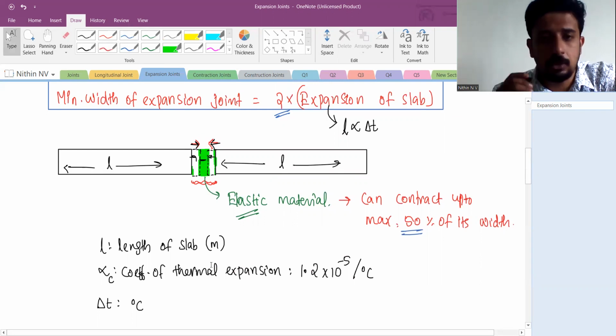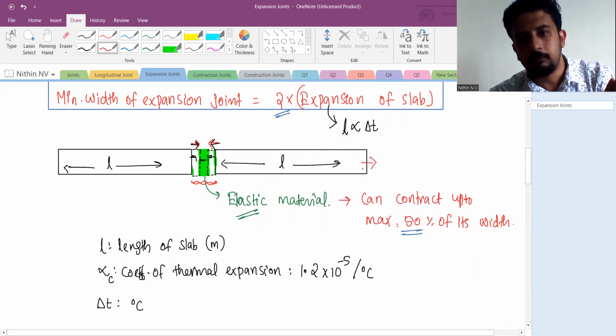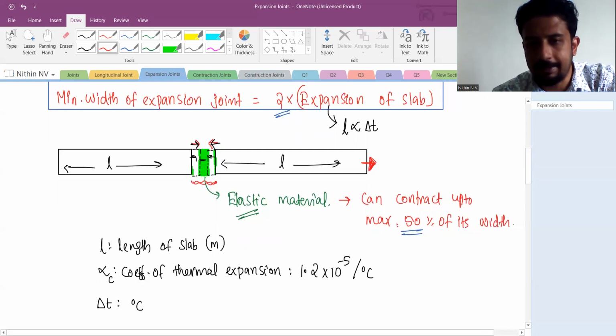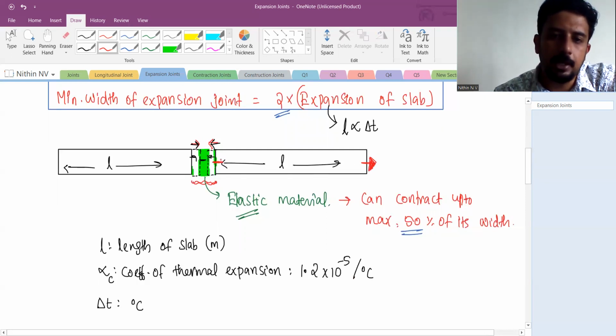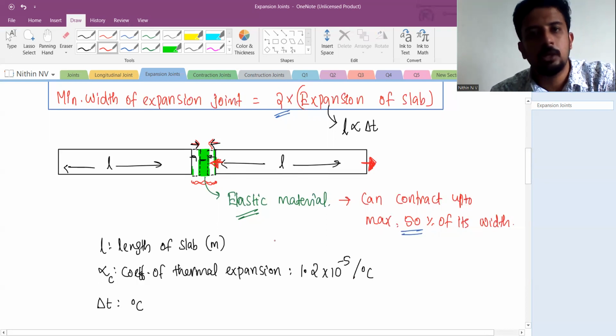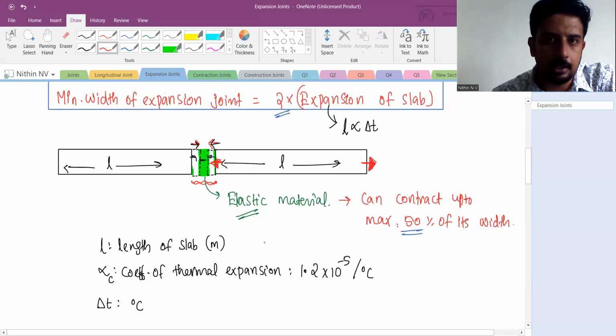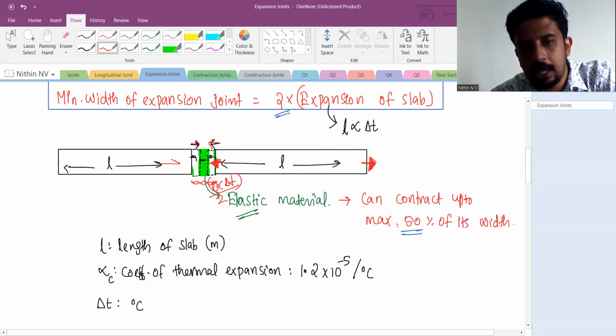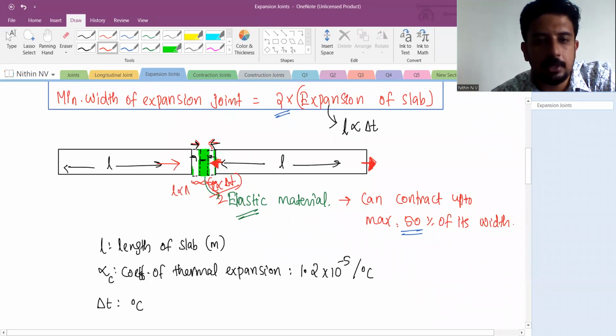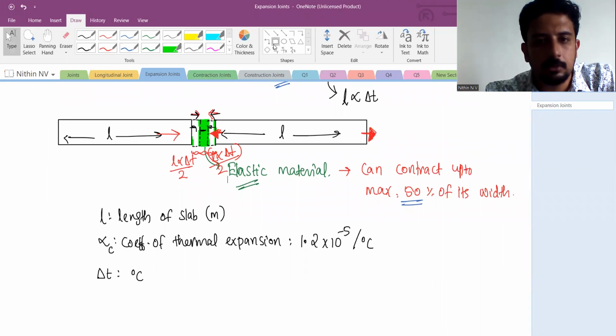Now, one thing: whenever we are taking one particular slab, some portion will be expanding towards one end, and some portion will be expanding to the opposite side. So the total is L alpha delta T. What about one particular side? L alpha delta T by 2. But similarly, this slab is also there, right? That also will have L alpha delta T by 2. So totally, how much? L alpha delta T. Understood or not, guys?